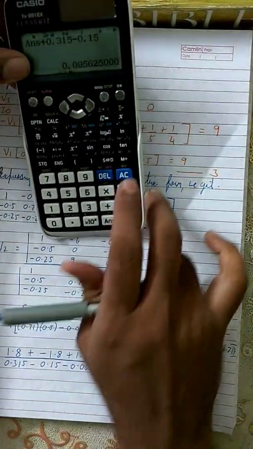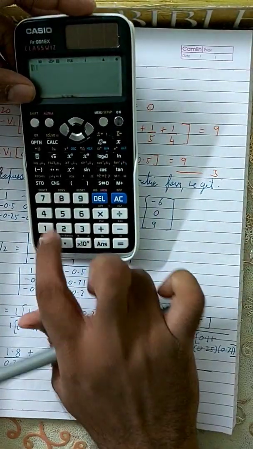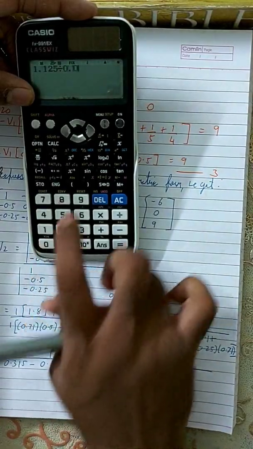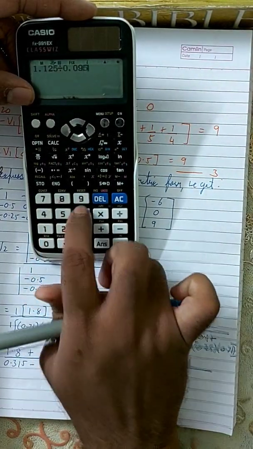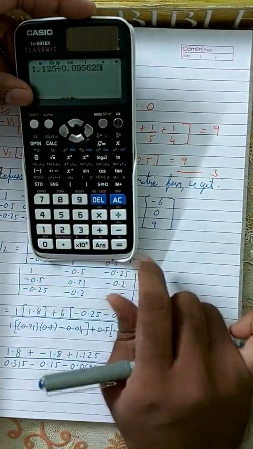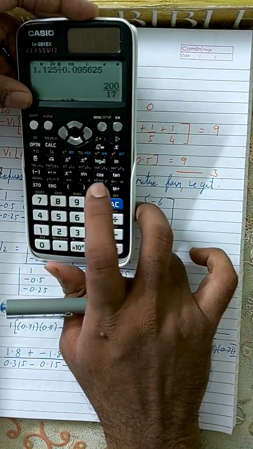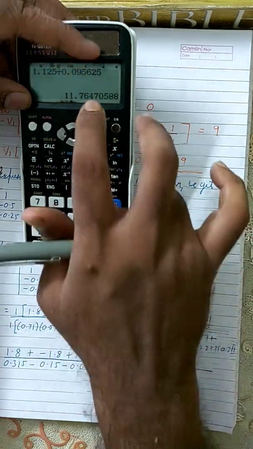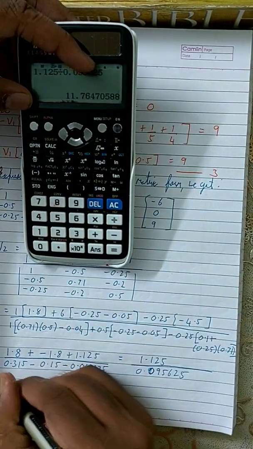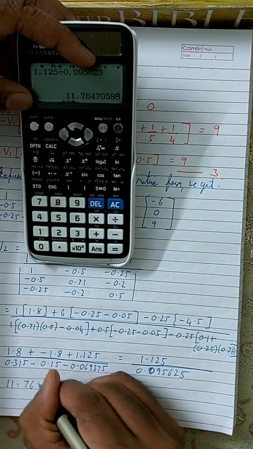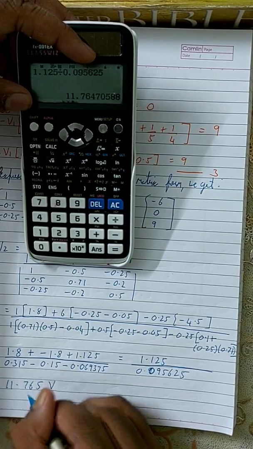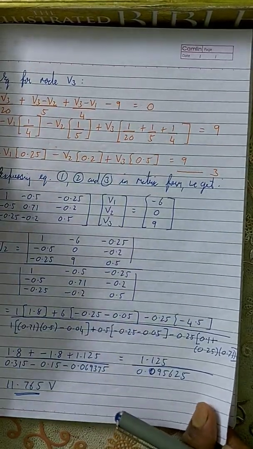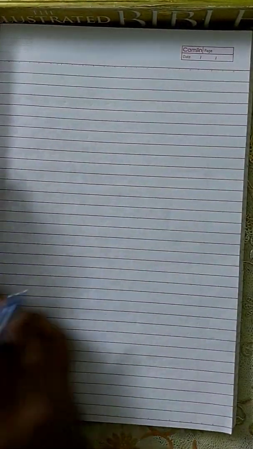So let me find the value of V2. V2 is 1.125 divided by 0.095625, and you will get the answer as 11.765 volt. This is the value of V2. Next I'm going to find the value of V3.